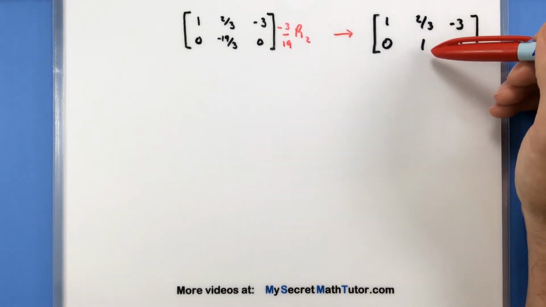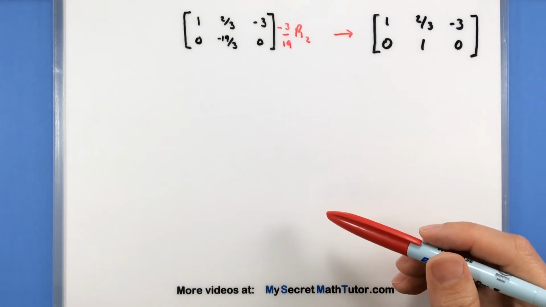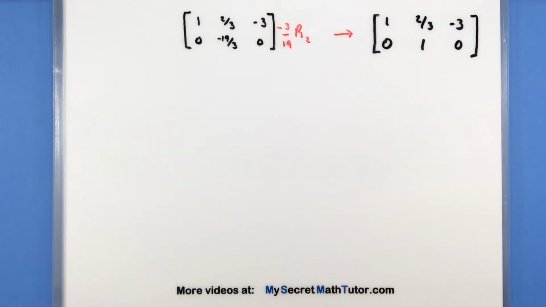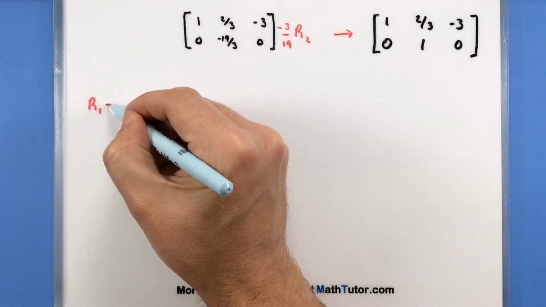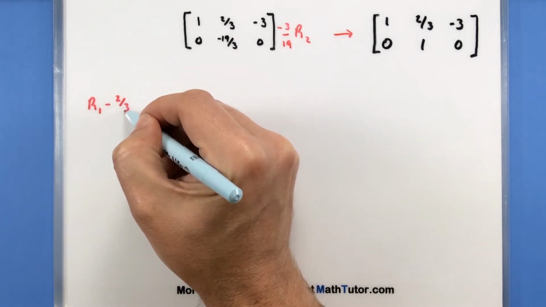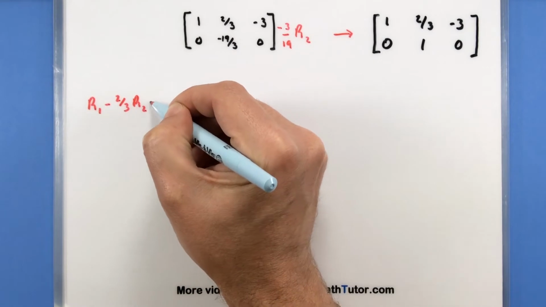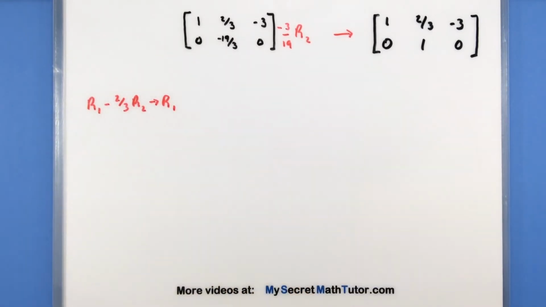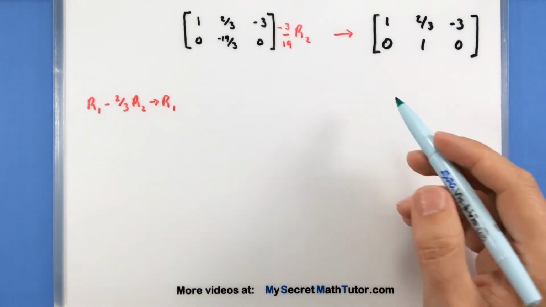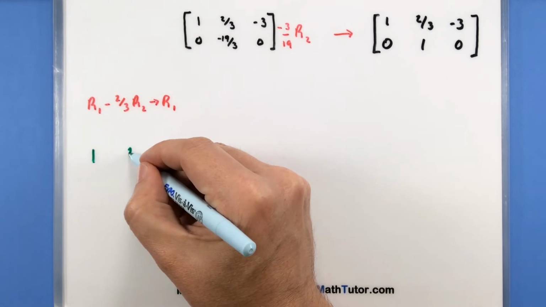Now it's time to get zeros everywhere else in this second column. So we'll use that combine and replace. Let's see, what shall we combine? Well, we'll take row 1, we'll subtract 2/3 of row 2, and we'll make this the new row 1. Okay, that looks pretty good. Again, let's get some scratch work just to make sure we don't gum up what we're doing with our matrices. So here's our row 1.